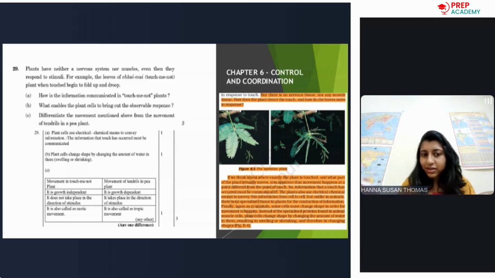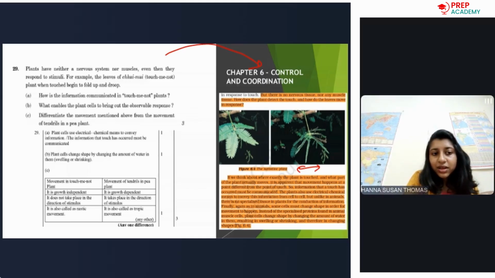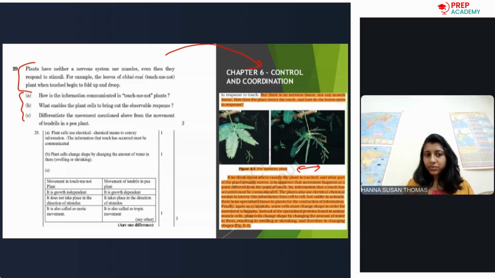So this question is taken from chapter 6, control and coordination. Okay, so you can see that. This is the picture that is given in your textbook, chui mui or touch me not plant. From this information, 3 sub questions have been asked.